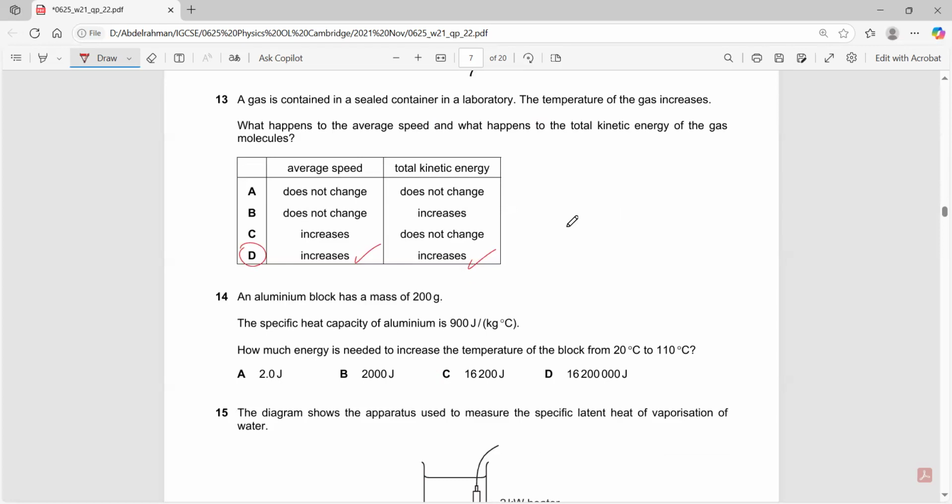An aluminum block has a mass of 200 grams, specific heat capacity of 900. It increases from 20 to 110. Can I find the energy needed? Yes. E equals mc delta T. The mass needs to be converted to kilograms because the specific heat capacity is in joules per kilogram degree Celsius, so 0.2 kilograms. 0.2 times 900 times the change in temperature, 110 minus 20, which is 90. 0.2 times 900 times 90 gives you 16,200 joules.